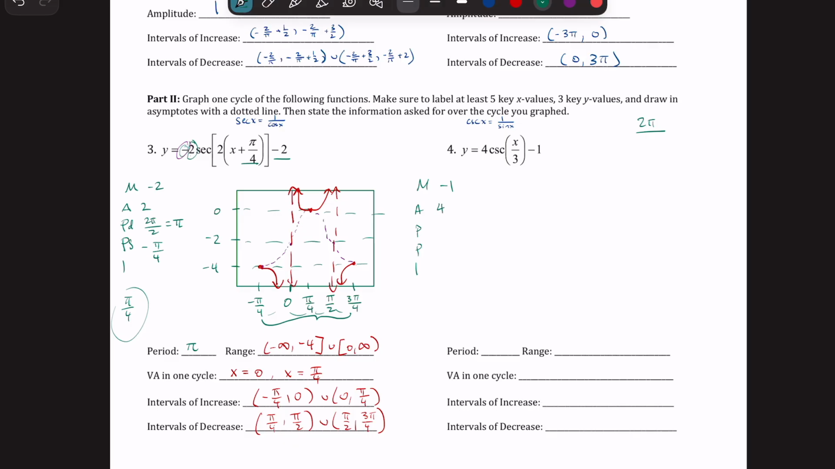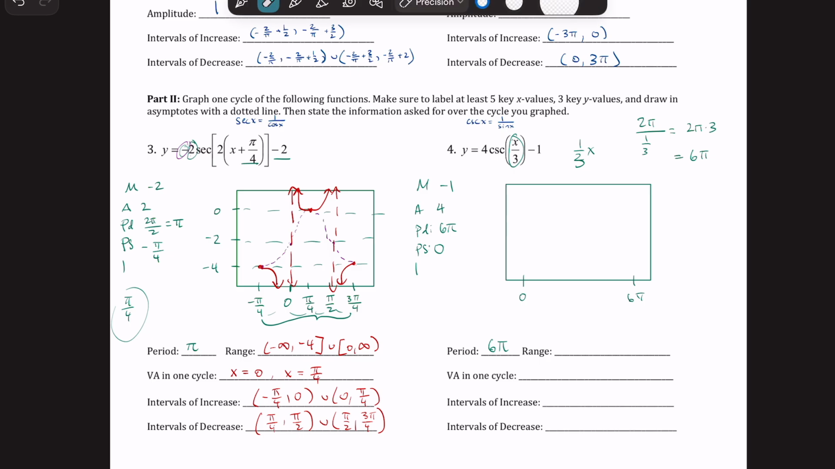The amplitude's at 4. The period and the phase shift. Well, good news. There's no phase shift. And the way that I think of x over 3 is really just 1/3 x. So then I'm going to take 2 pi and divide by 1/3, which is really 2 pi times 3. So that's just 6 pi. So my period is 6 pi. Make a big box, 6 pi, and no phase shift. So we're going from 0 to 6 pi.